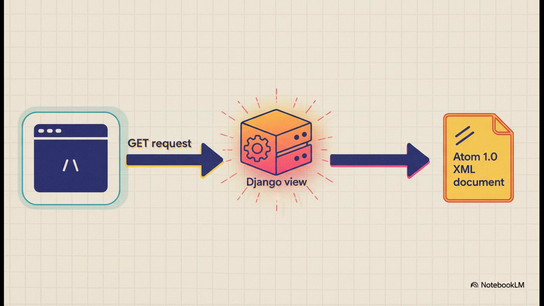When a client hits our /forecast/feed endpoint with a GET request, that Django view we just looked at kicks in and spits out this perfectly structured Atom 1.0 XML document. It's completely ready to go.